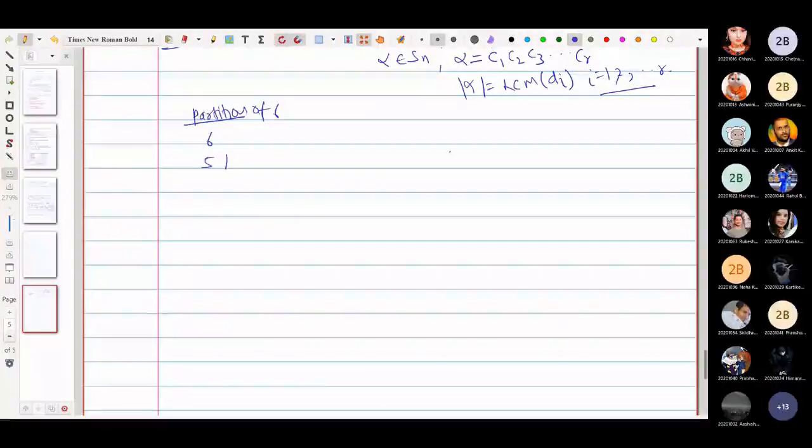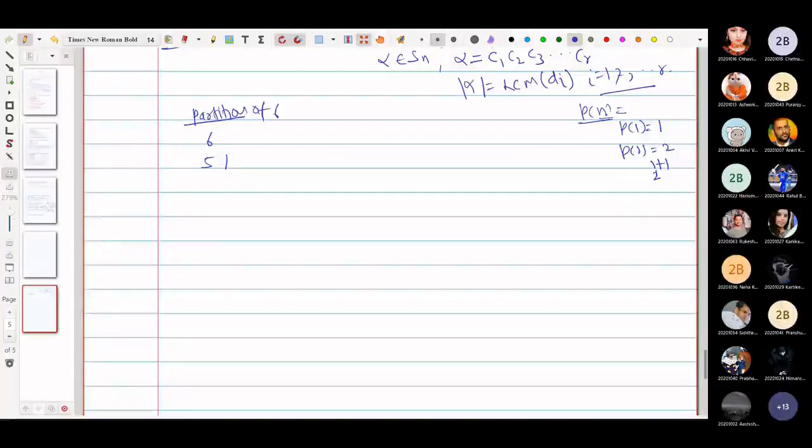The partition function we are talking about is P of n, which equals the number of partitions of n. Just like P of 1 we can write in one way, P of 2 we can write in two ways, 1 plus 1 and 2. Like this.